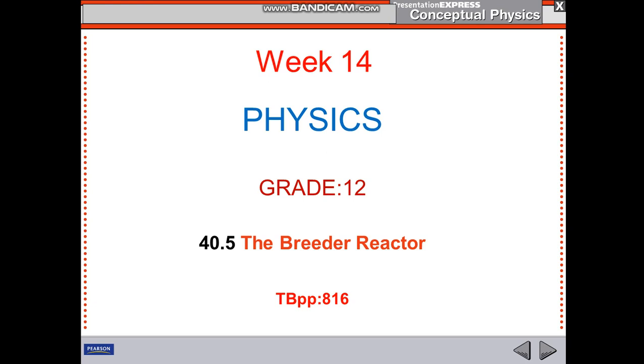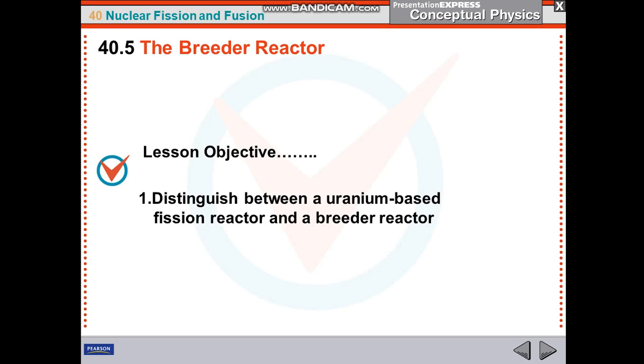Hello students, week 14 physics for grade 12, chapter 40, lesson 5, the breeder reactor, textbook page 816. At the end of the lesson, you will be able to distinguish between a uranium based fission reactor and a breeder reactor.